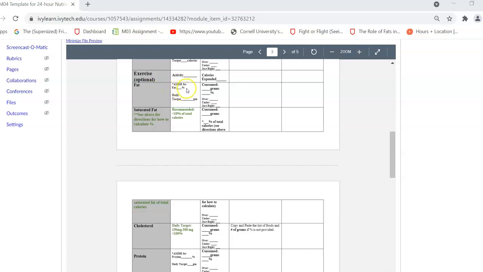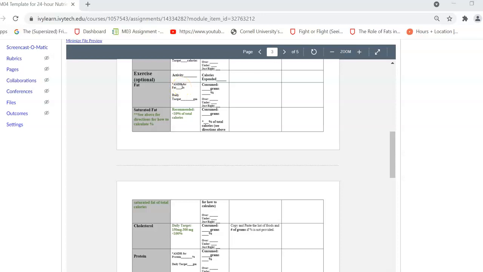This is the AMDR, which is the acceptable macronutrient distribution range. It's quite a mouthful, but we call that the AMDR, and basically that is guidelines for us on what percent of our diet should come from each of the macronutrients, including fat, protein, and carbs. So for example, the AMDR for fat is 20 to 35%. So you would put that information right here. So I just gave you the answer to this question.